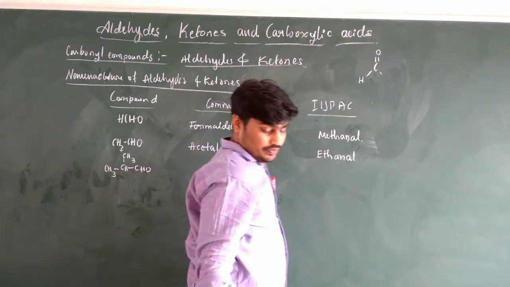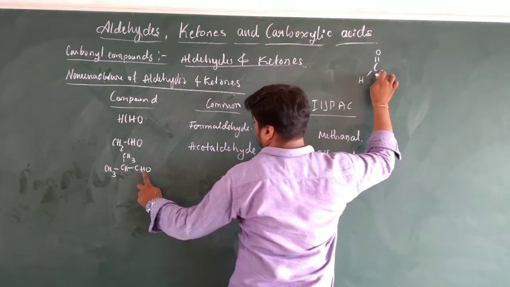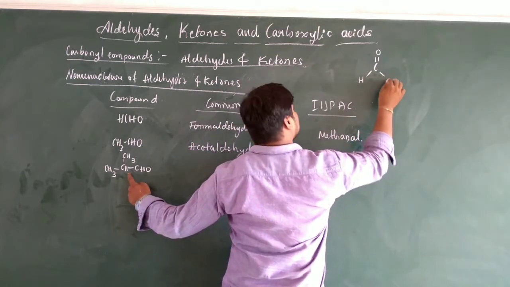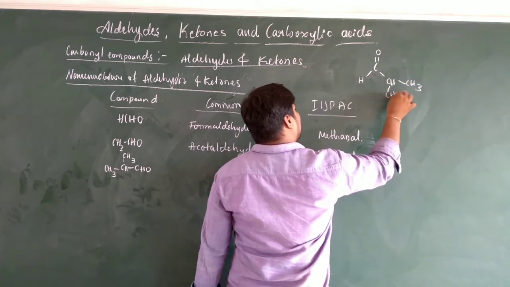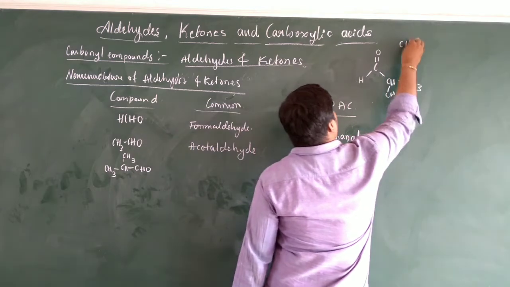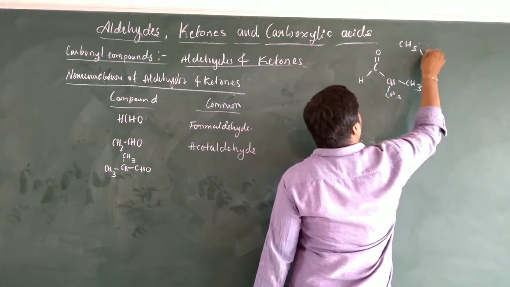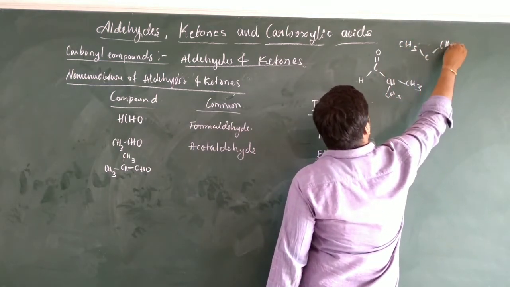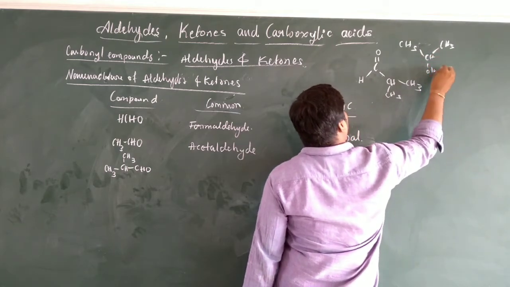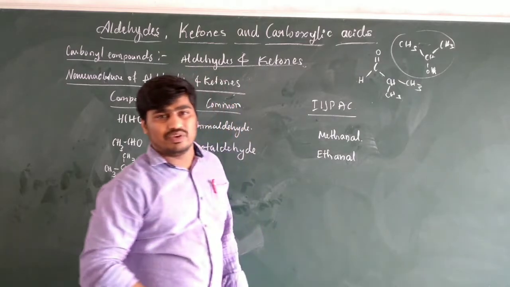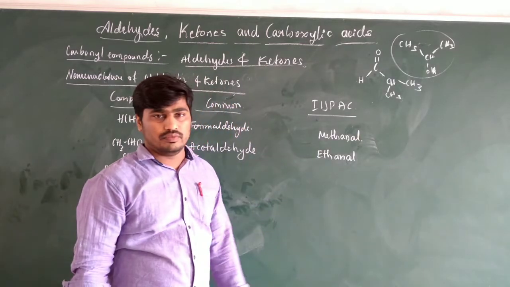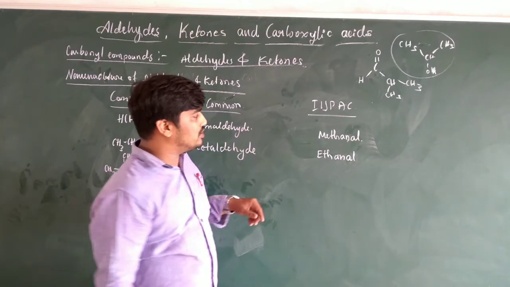Alkyl group is CHO, CH. Here there are 2 CH3. If the compound is like that, here CH, CH3, CH. What is the name of this alcohol? What is the common name of this alcohol? What type of compound is it?